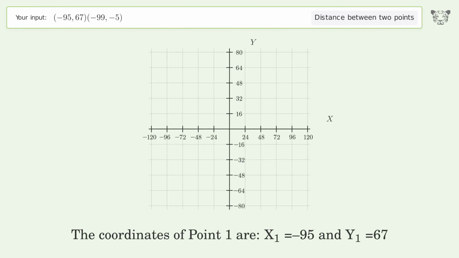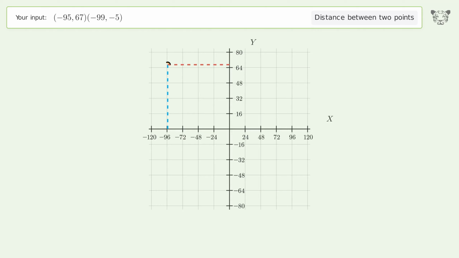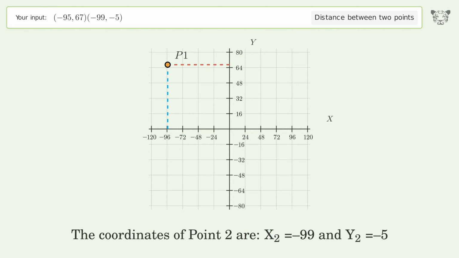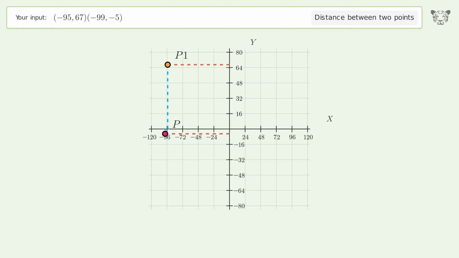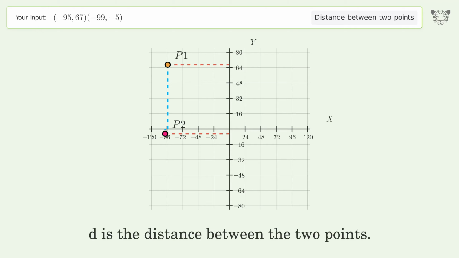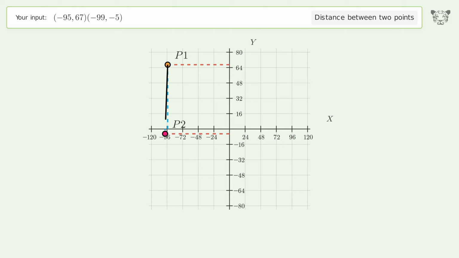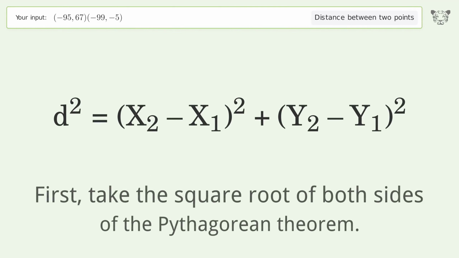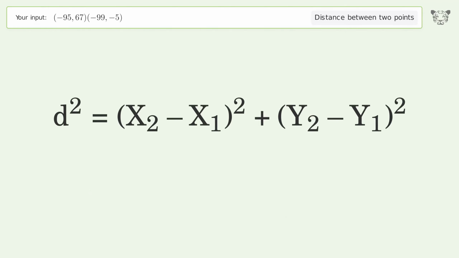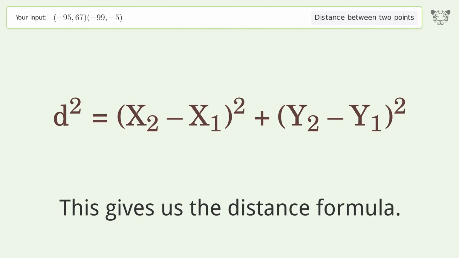The coordinates of point 1 are, x1 equals -95 and y1 equals 67. The coordinates of point 2 are, x2 equals -99 and y2 equals -5. D is the distance between the 2 points. First, take the square root of both sides of the Pythagorean theorem. This gives us the distance formula.